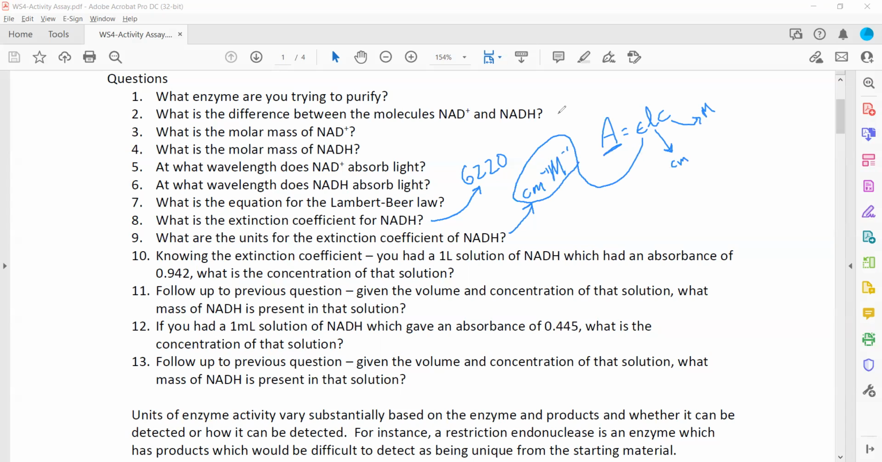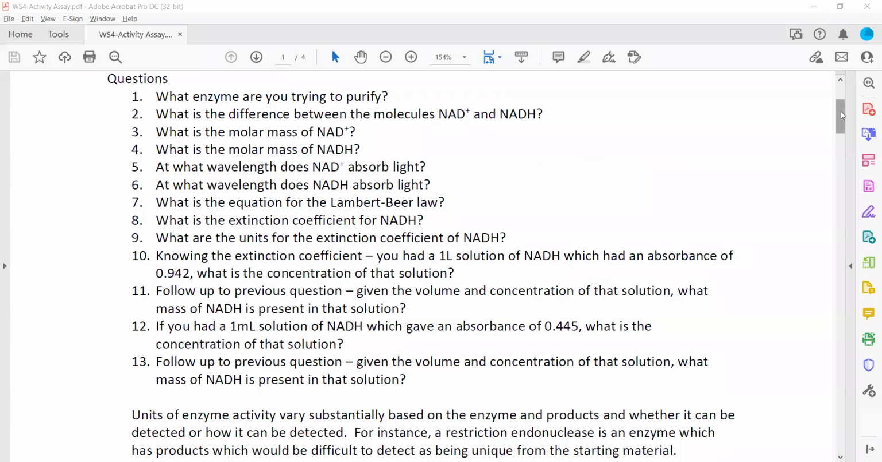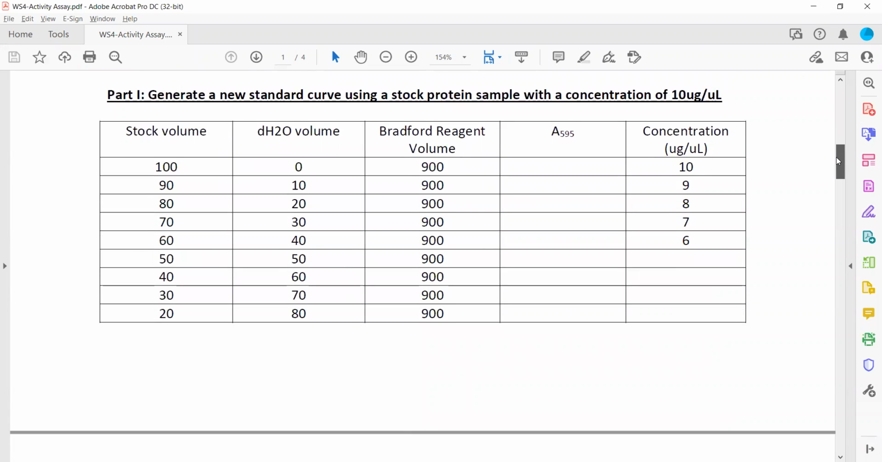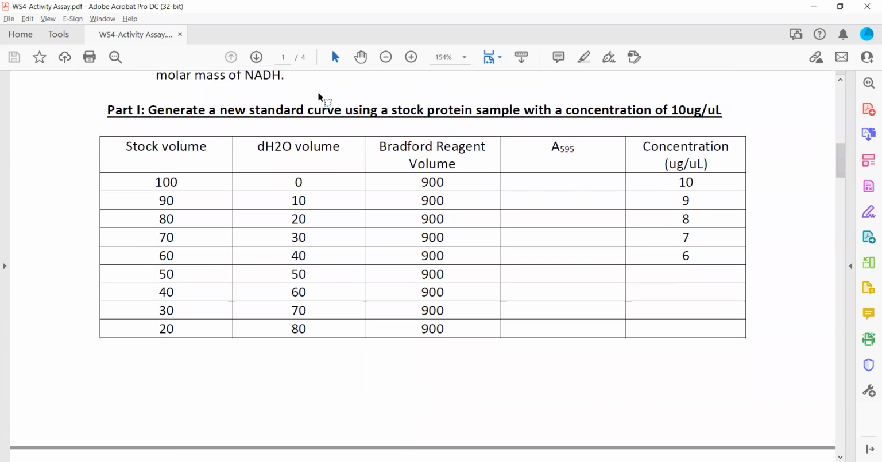Okay. Now, as we move down this worksheet, I've broken this experiment into a total of 5 different parts. And the first part is generating a new standard curve. Now, the reason that we're doing a new standard curve, 1, so that you get more experience developing a standard curve. 2, we're using a different instrument.